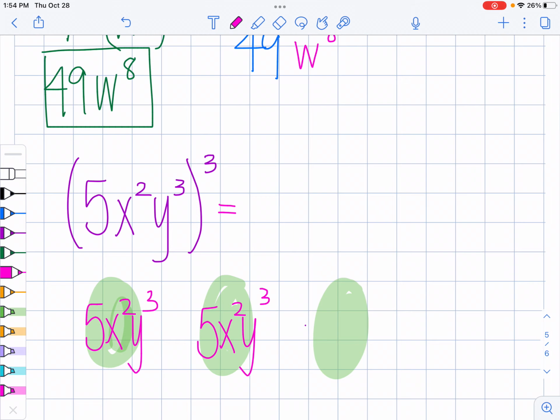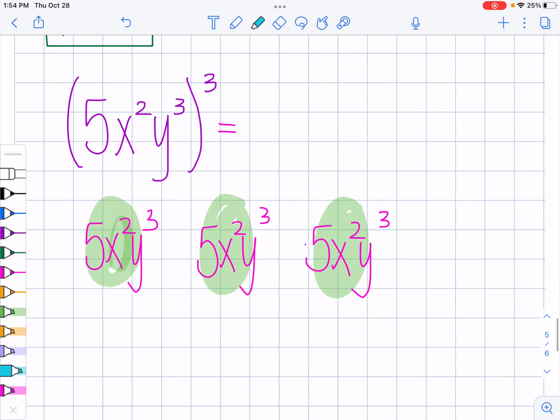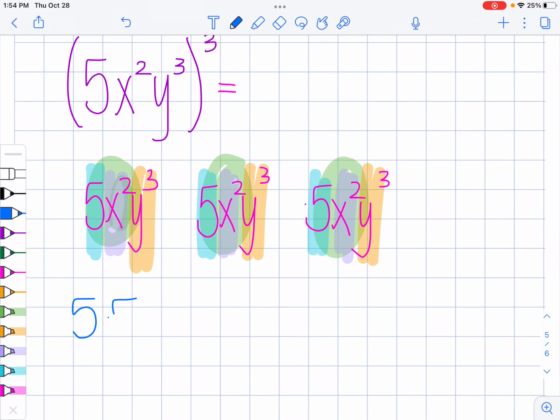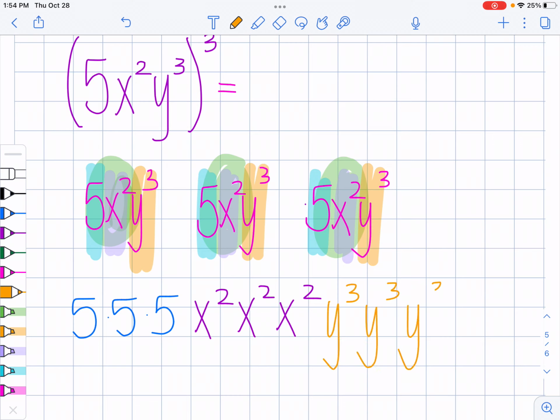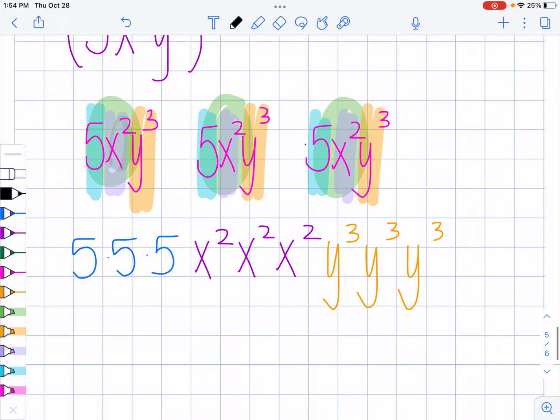Remember, I have 3 of these groups. So I'm going to put together my bases that are the same. I have 5s, I have x's, and I have y's. So I'm going to write out, I have 5 times 5 times 5. I have x squared times x squared times x squared. I have y to the third times y to the third times y to the third. I multiply out everything. 5 times 5 times 5. 5 times 5 is 25, times another 5 is 125.